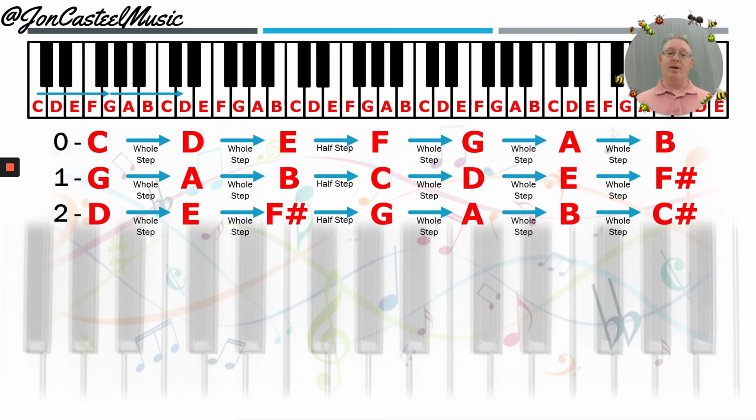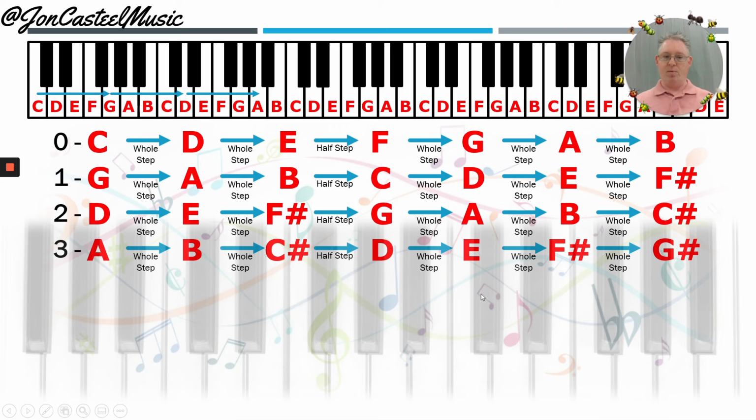Up a whole step puts us at F sharp. Then we go a half step. So from F sharp, we go up a half step. That puts us at G. And then a whole step from G is going to be A. A whole step from A is going to be B. Then a whole step from B is going to be C sharp. Therefore, we have two sharps in the key signature, F sharp and C sharp, because of this whole, half, whole sequence.